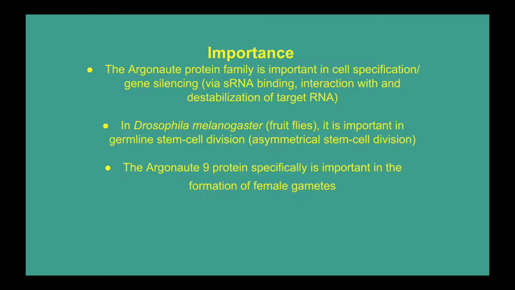The Argonaute protein family is important in cell specification and gene silencing. This is done via siRNA binding, where siRNAs bind to specific mRNA targets and help to regulate gene expression. It is also done through interaction with and destabilization of the target RNA. In the common fruit fly, it is important in germline stem cell division. In germline stem cell division, germline stem cells can divide asymmetrically to form specialized cells. This is especially important in the formation of the female gamete.